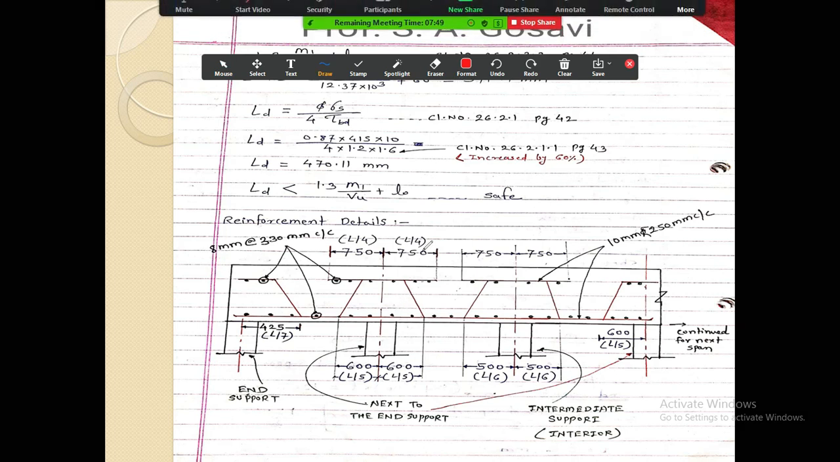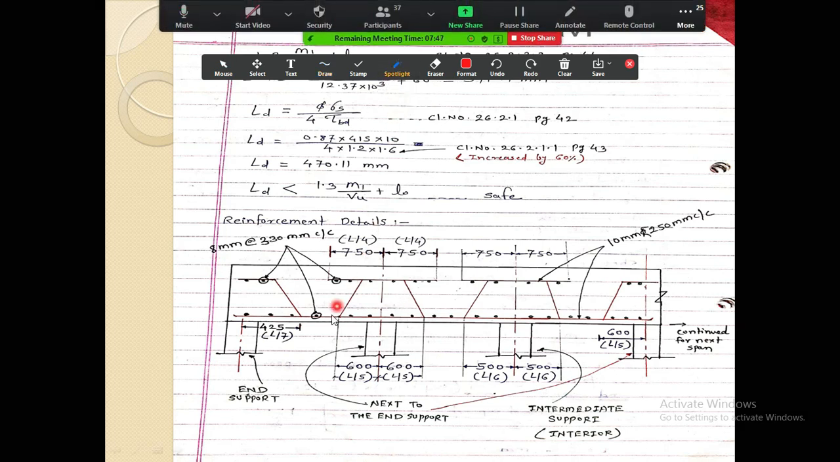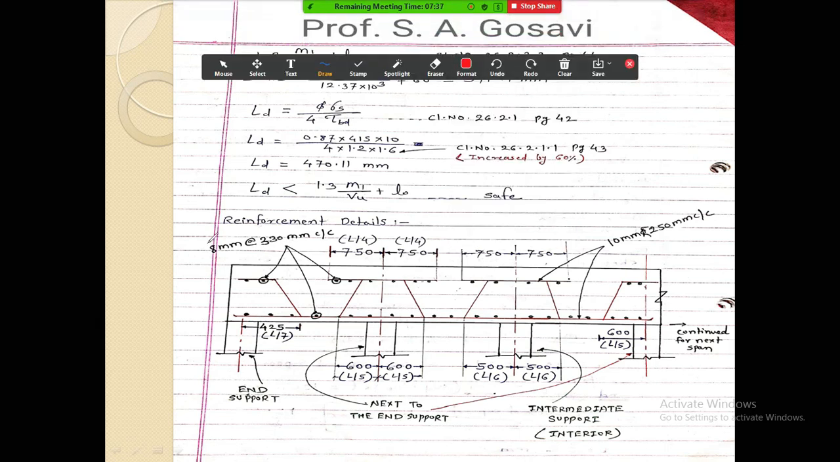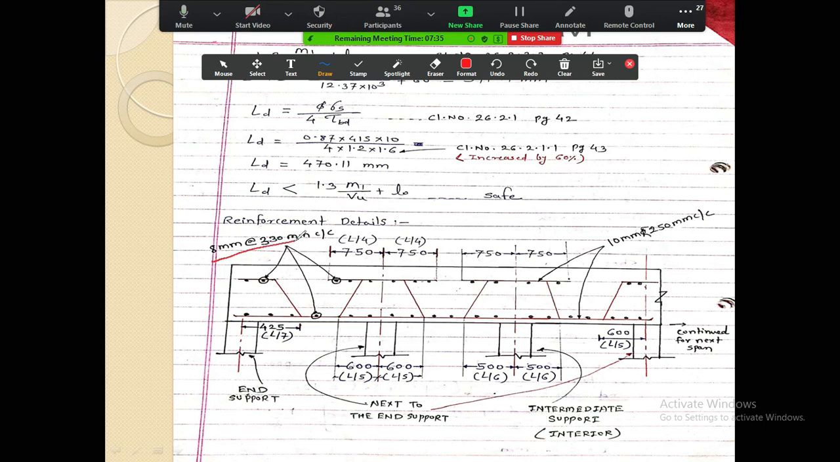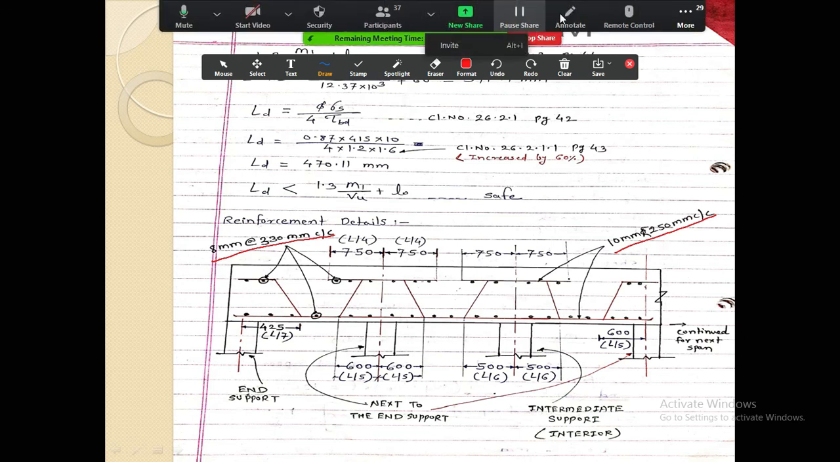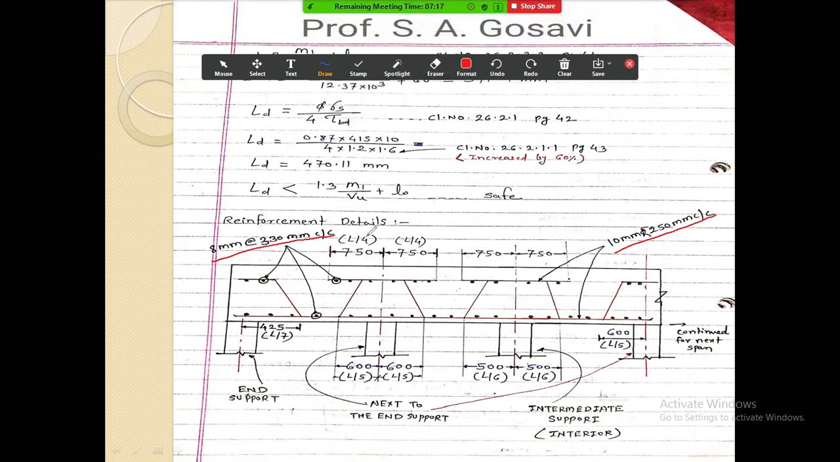Now here you can see how the steel is provided. So these are the 8 mm bars about 130 mm center to center. This is your main steel. No, this is your distribution steel. And the 10 mm bars about 250 mm center to center, this is your main steel. Okay. So now see the reinforcement details. In this way the steel is provided.